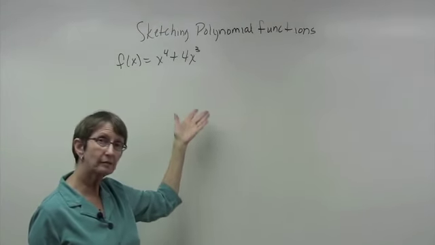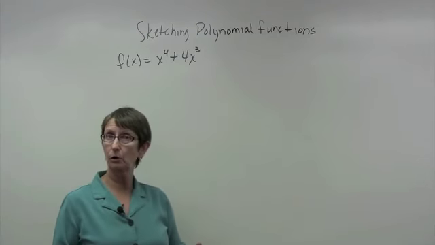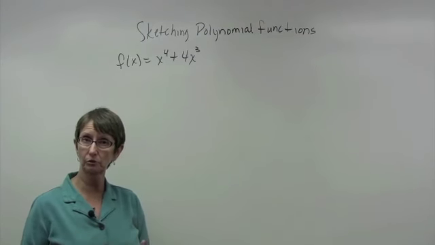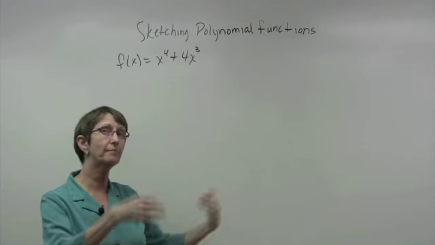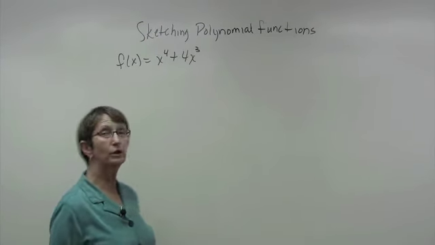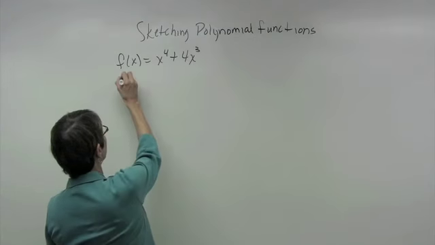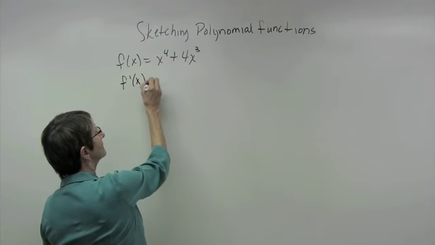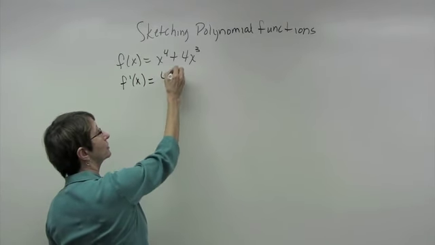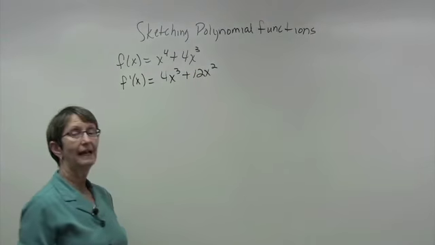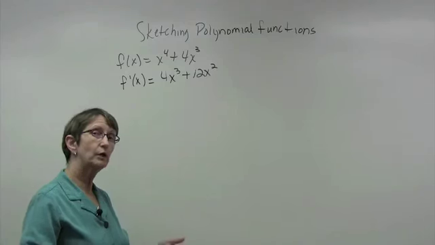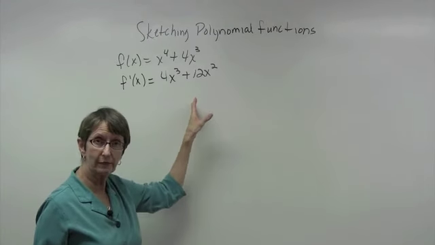Now, I tend to do asymptotes first because they don't require calculus, the derivatives. This is a polynomial. It doesn't have any asymptotes, so we can skip that part. So let's go look at the first derivative. F prime of x is equal to 4x to the third plus 12x squared. Relative max and min occur when the first derivative equals 0.